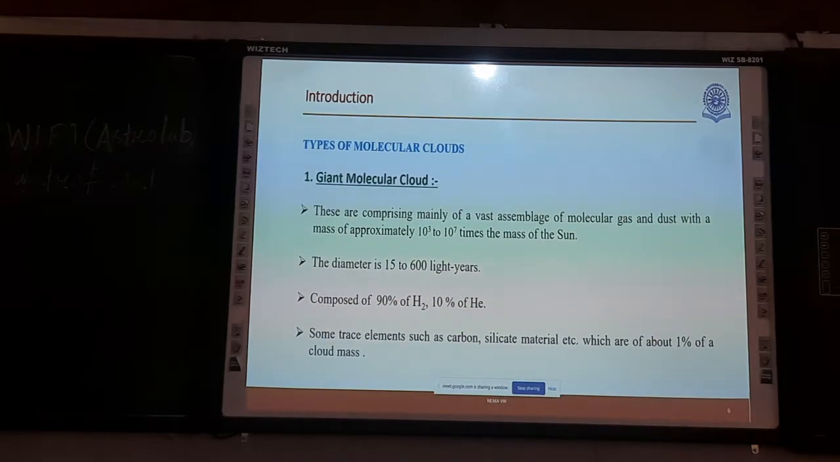Actually, molecular clouds can be divided into three categories: giant, dark, and small. First of all, the giant molecular cloud basically has a diameter of 15 to 600 light years, and it is composed of 90% H2 and 10% helium.